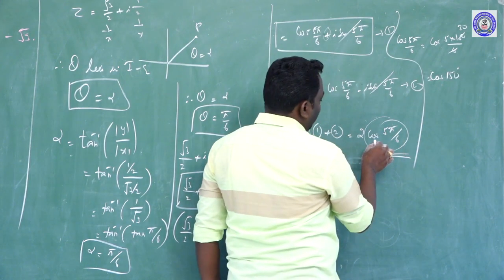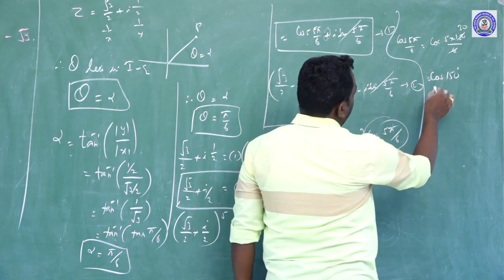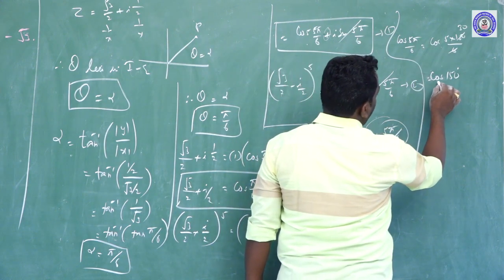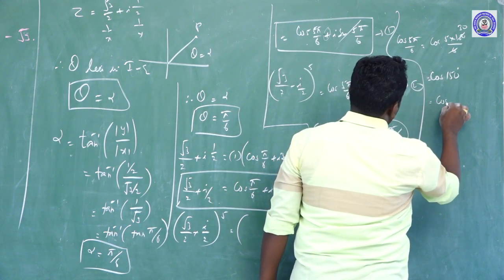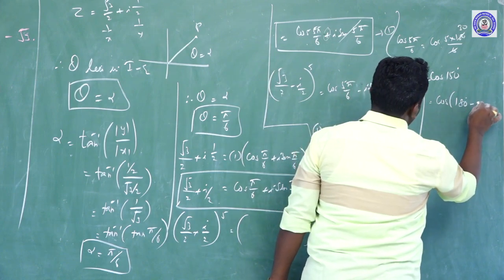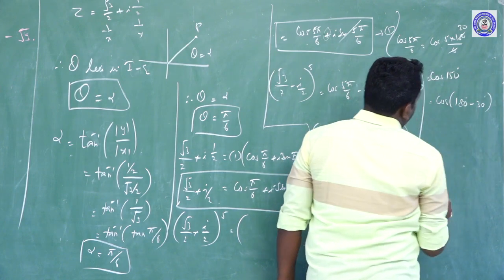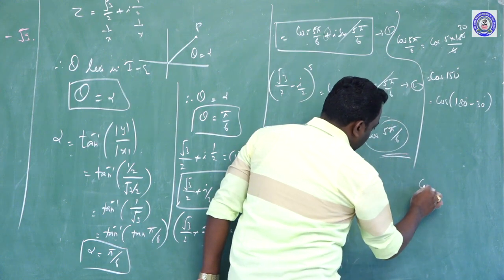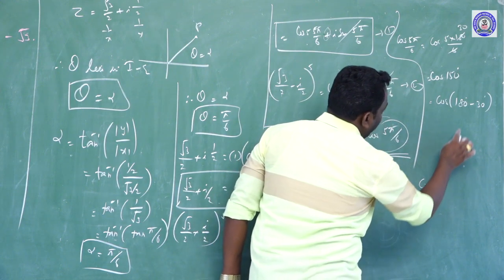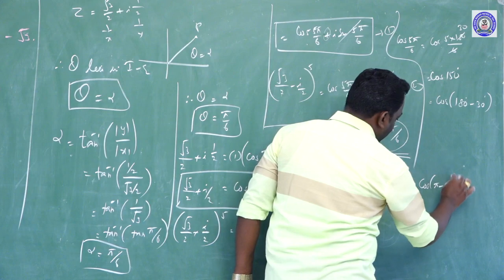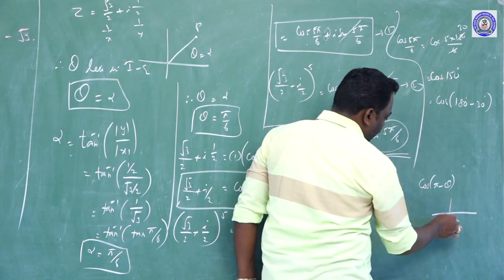Find out the value of cos 5π/6. Cos 5π/6 is equal to cos 150°, which is cos of 180° minus 30°. That is, π is 180° minus θ. In which quadrant does it lie? It lies in the second quadrant.